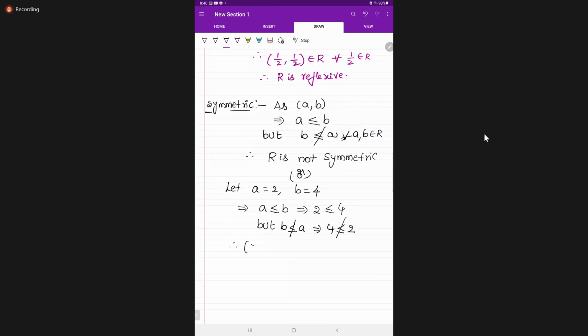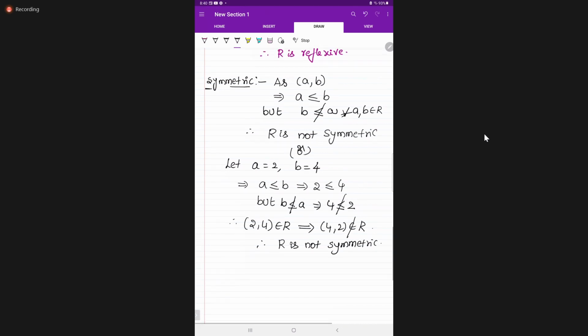Yes, ma'am. (2, 4) belongs to R. That implies (4, 2) does not belong to R. So therefore R is not symmetric. Is it clear, all of you students? Please respond. Yes, ma'am.